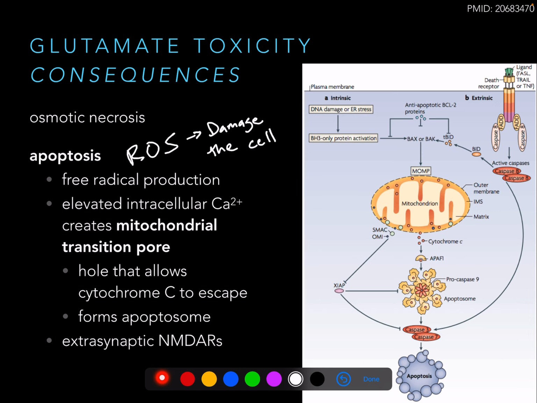The other thing that glutamate can do is elevate intracellular calcium levels, creating that mitochondrial transition pore. Cytochrome C leaks out. Here's someone else's cartoon of this. It dimerizes with APAF1 there, forming the apoptosome. We turn on caspases and apoptosis.